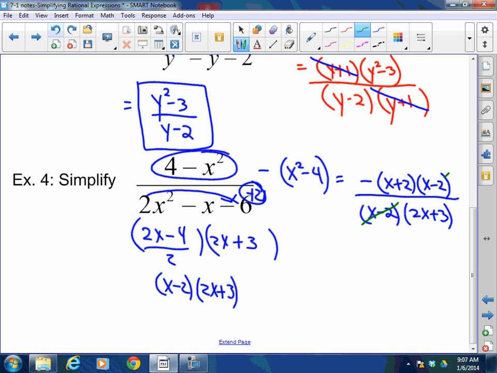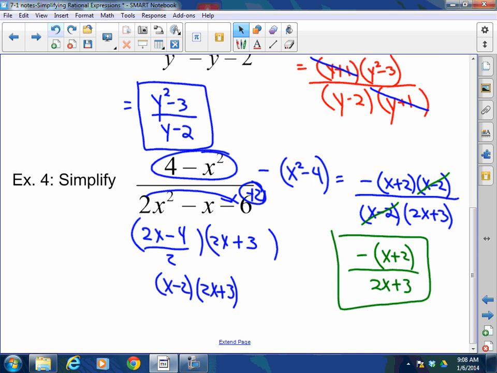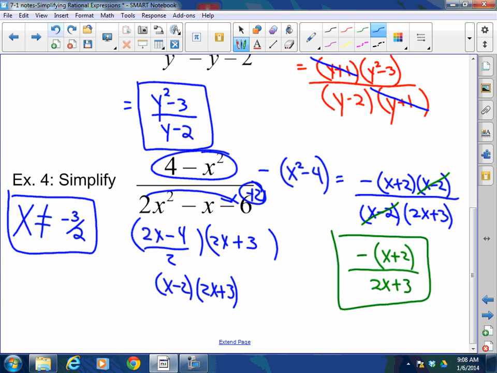Cancel out the x minus 2's because they're exact. And my answer is negative times x plus 2 over 2x plus 3. And just for giggles, what can x not equal? X cannot equal what here, guys? Negative 3 halves. Very good. Because you set the 2x plus 3 not equal to 0. X cannot equal negative 3 halves. Why? Because if it's negative 3 halves, the denominator will become 0, which is undefined. Does that make sense?